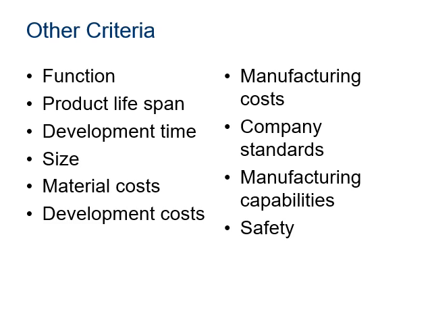Other criteria we might want to consider is the function, how well does it work, how long the product is going to last, how long it takes to develop, size, material costs, development costs. Cost is always going to be something that one is concerned with when you're looking at important criteria. Manufacturing costs, company standards, manufacturing capabilities, and safety. Safety is always going to be an important concern.